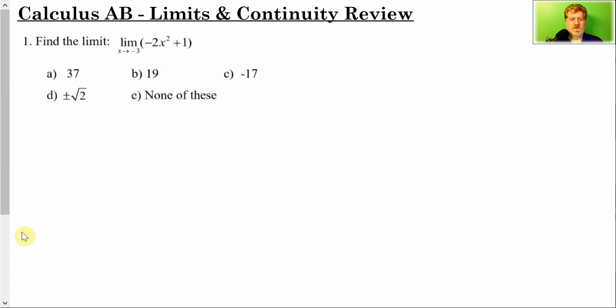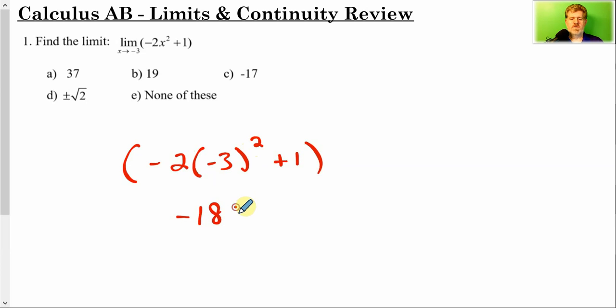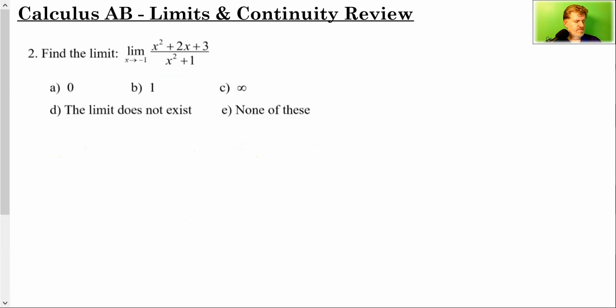So the first thing you always do is you just plug in the value. We're going to plug in -3, and we're going to see what we get. So that's 9, it's -18 plus 1, which is -17. So the function actually equals -17 at -3, but that's also the limit. The limit is where it is going. Okay.